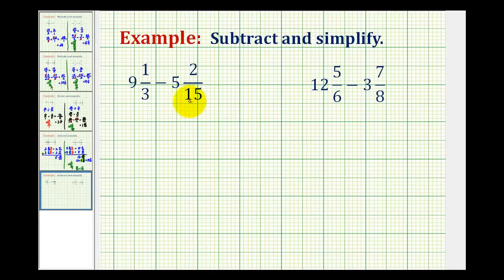When subtracting with mixed numbers, I think it's helpful to line the problem up vertically. So let's rewrite this first problem as 9 1/3 minus 5 2/15.